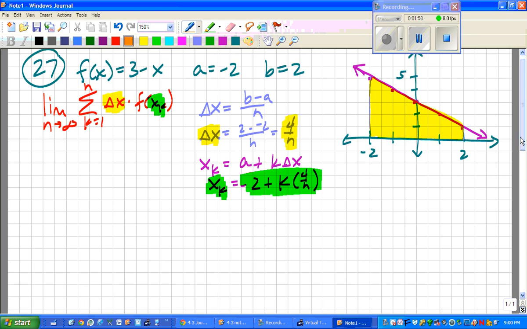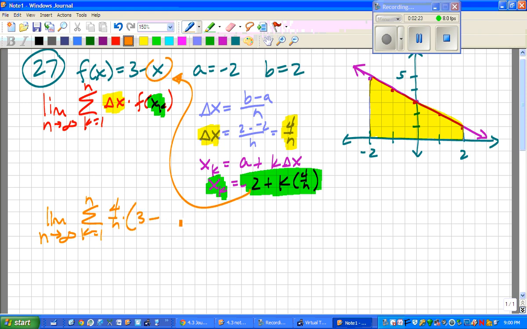All right, so let's go ahead and set this up. We're finding the limit as n approaches infinity of the sum from k equals 1 to n of delta x, so in this case it's 4 over n, times f of x sub k. So x sub k is this whole thing, negative 2 plus k times 4 over n, but that whole thing is going into our function, so it has to take the place of x. So we have 3 minus that whole thing.